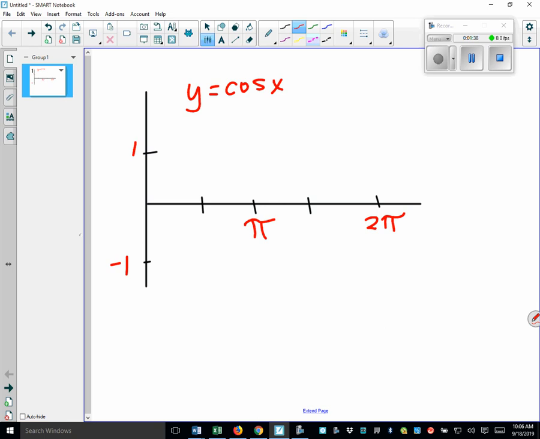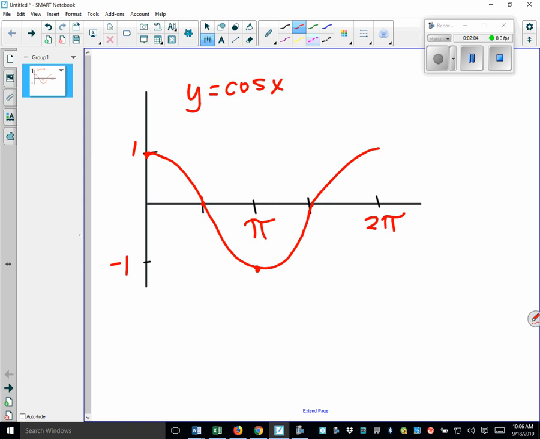Is it cosine? Yes. 1, 0, negative 1, 0, and 1, right? Yes. This is what I expect. No surprises, right? No surprises.